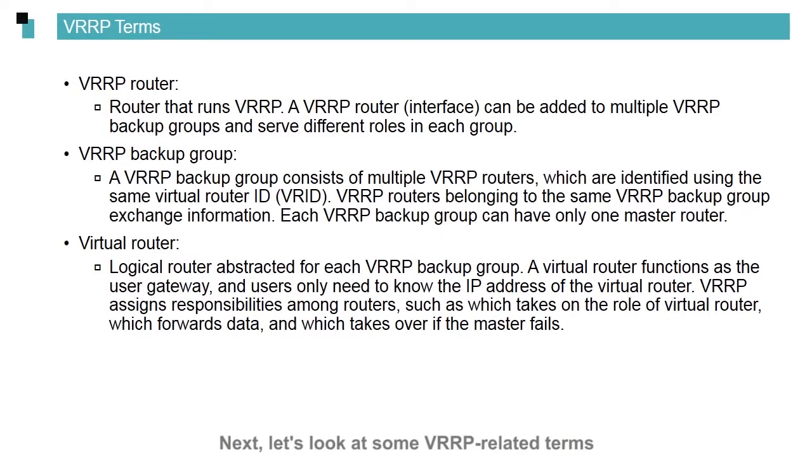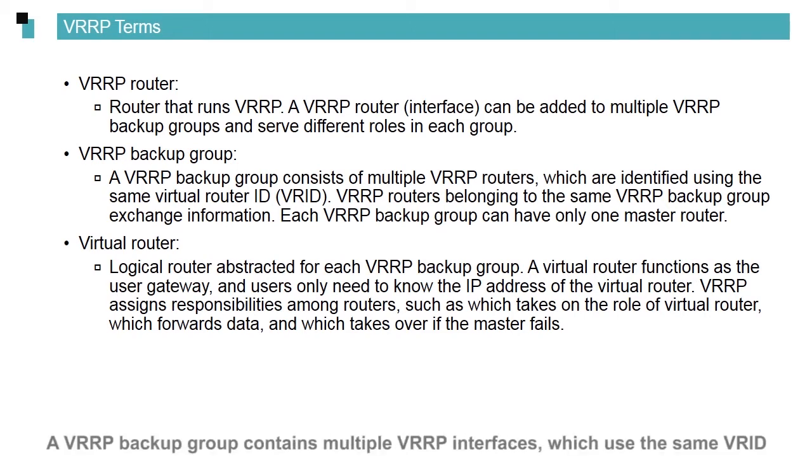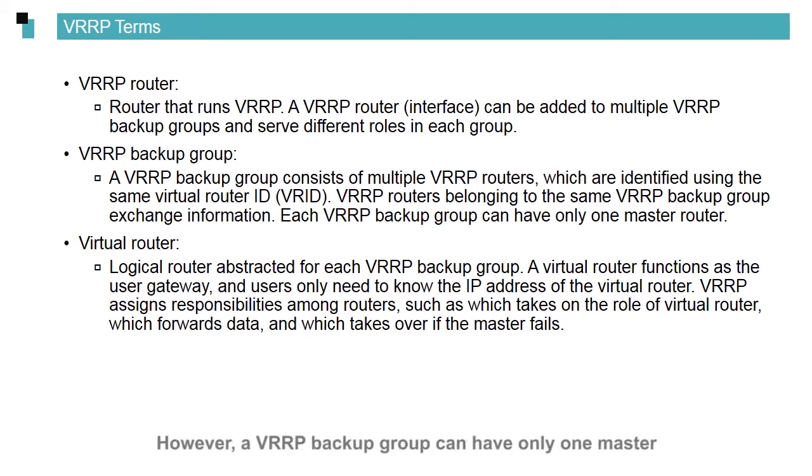Next, let's look at some VRRP-related terms. VRRP is implemented based on interfaces. A VRRP router interface can be added to multiple VRRP backup groups and serve different roles. A VRRP backup group contains multiple VRRP interfaces, which use the same VRID. However, a VRRP backup group can only have one master. A virtual router is a logical router abstracted for each VRRP backup group, and the router acts as a gateway.